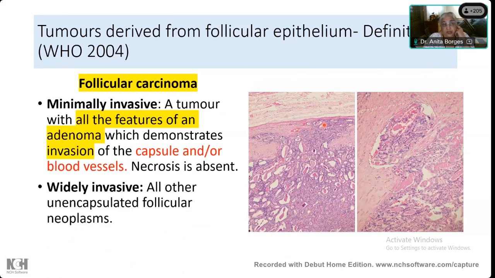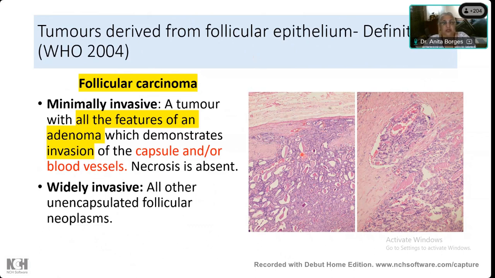Now, a carcinoma, on the other hand, has all the features of an adenoma, but demonstrates invasion of the capsule. That is what we call a minimally invasive follicular carcinoma, and necrosis is absent. When you have a widely invasive follicular carcinoma, again, it's composed of follicles. There are usually no papillae, and certainly there are no papillary carcinoma nuclei seen in these tumors.